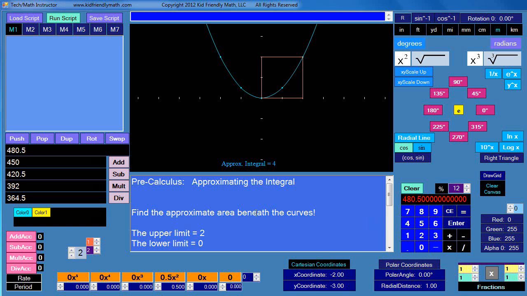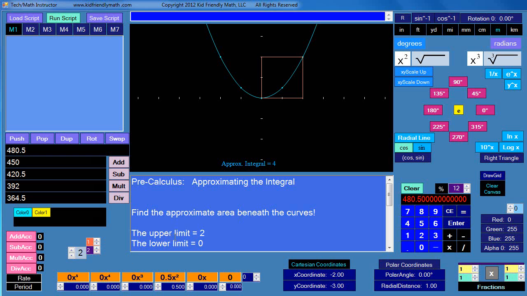In this pre-calculus lesson, we'll continue to explore the idea of approximating the integral with a bunch of rectangles. I have one here that actually looks like a square. Let's see what it says. It says, find the approximate area beneath the curves.